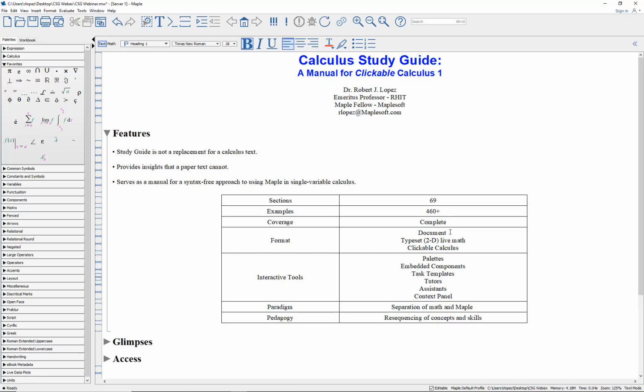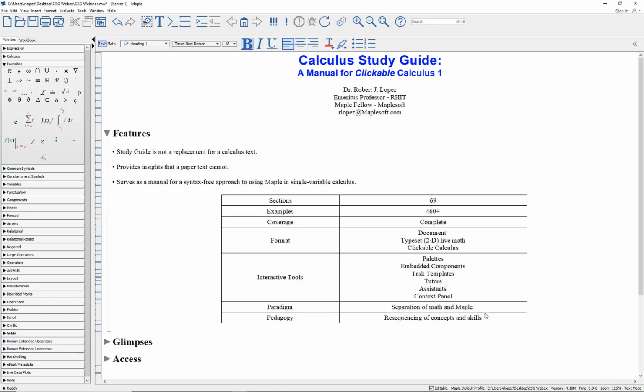We use a document for each section written with typeset, what Maple calls 2D, live math, so the symbols are computable, and the paradigm is the Clickable Calculus paradigm. So we make use of palettes, embedded components, task templates, tutors, assistants, the context panel, and chiefly we separate math from Maple. In other words, we don't use Maple to convey a mathematical concept.